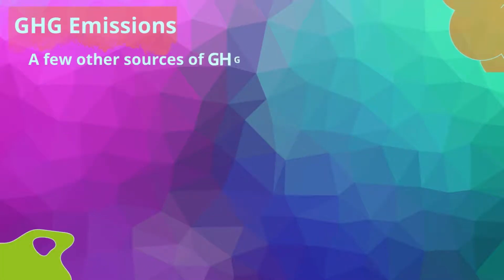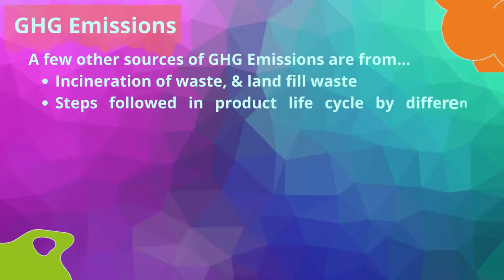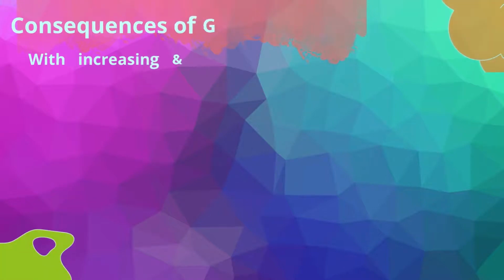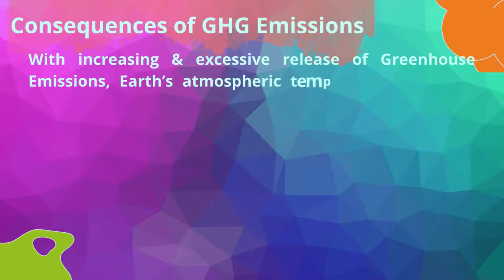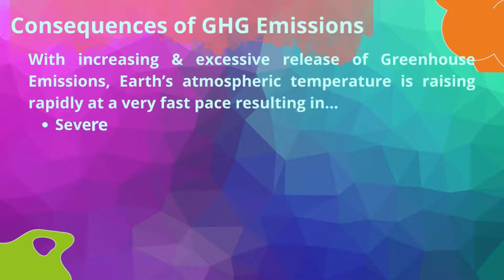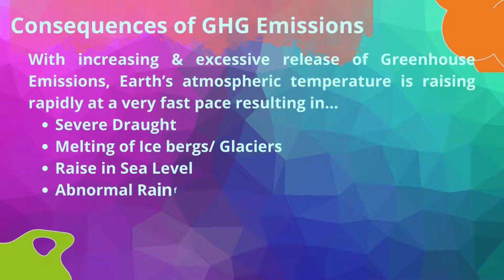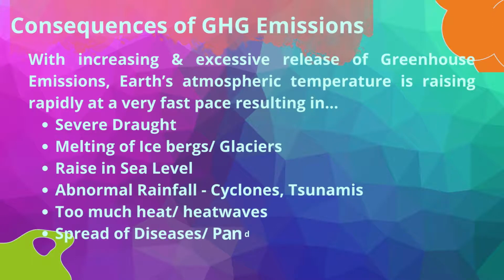And a few other sources causing release of greenhouse gases are incineration of waste and landfill waste, steps followed in product life cycle by different business units, industrial operations, etc. Let us now understand the after effects of GHG emissions. With increasing and excessive release of greenhouse emissions, Earth's atmospheric temperature is rising at a very fast pace, resulting in severe drought, melting of glaciers, irregular and heavy rainfall, cyclones and tsunamis, too much heat and heat waves, spread of diseases and pandemics, etc., making our lives difficult to live and lead.